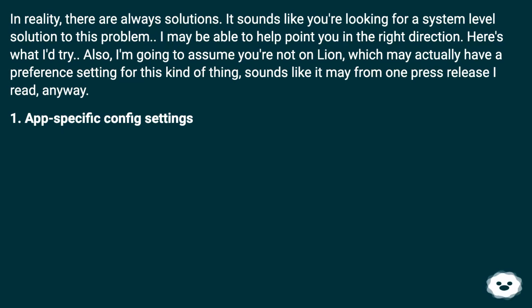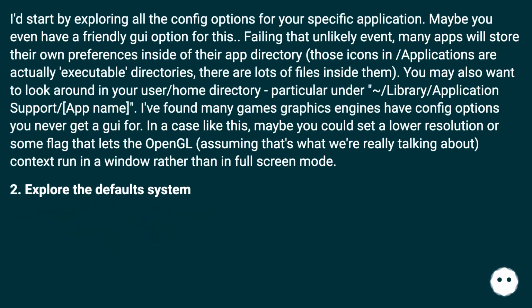1. App-specific config settings. I'd start by exploring all the config options for your specific application. Maybe you even have a friendly GUI option for this. Failing that unlikely event, many apps will store their own preferences inside of their app directory. Those icons in /Applications are actually executable directories. There are lots of files inside them.